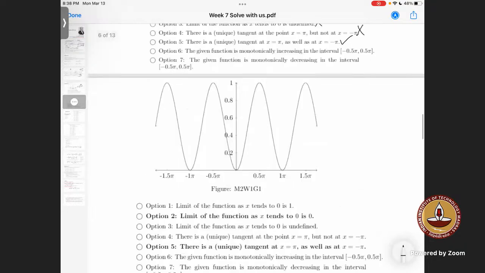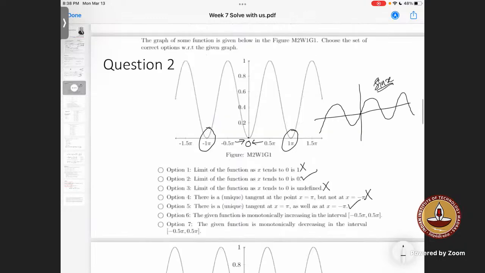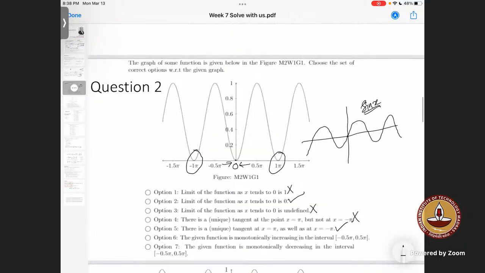See, first we take this point, let's say x equal to pi. I just have to check whether there is one tangent or not, right? It is having one tangent. I think many of you might be confused with this word unique, but we have to check at both points. At this point there is one tangent, and at this point there is one tangent. So that's how we have to look at this option.